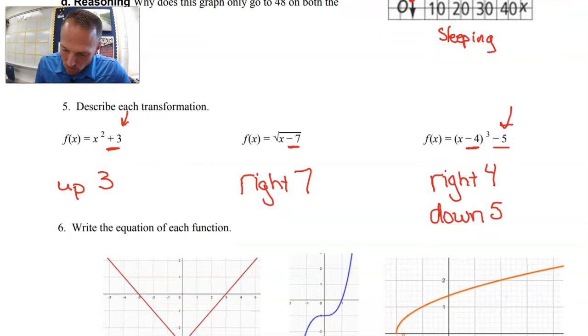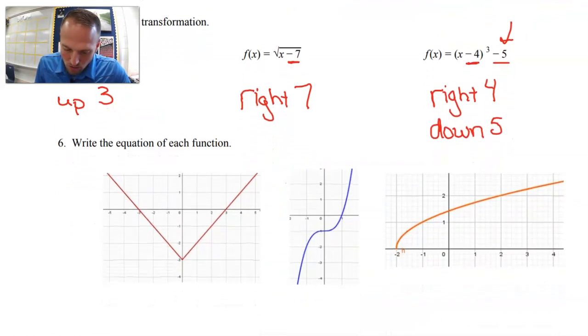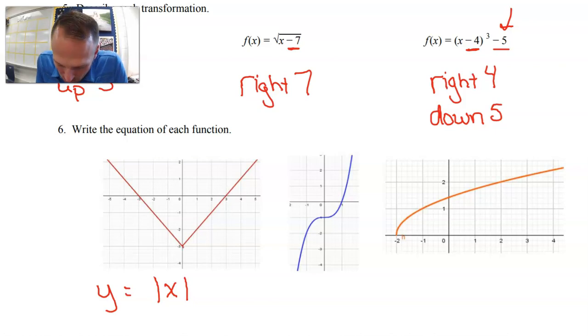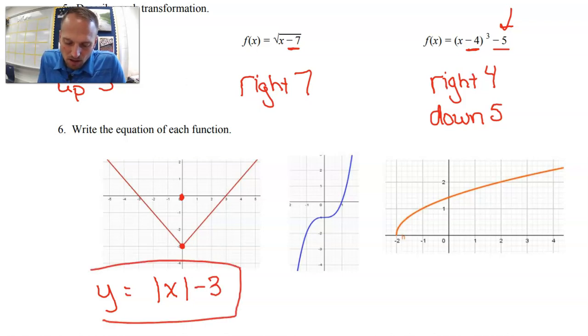Okay, let's do this last part. Last section for this review. Okay, so what do I see? I see that this is a v, and I remember that a v is absolute value of x. And let's see, right here is the vertex of that graph, and we know that it started at 0, 0, so it looks like we just slid it down 3. So I'm just going to put a minus 3 here, and that's the equation of that graph.